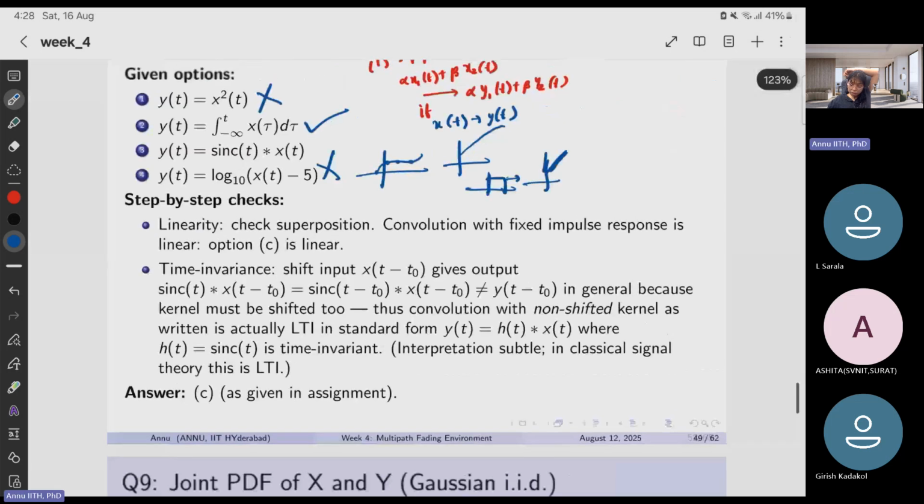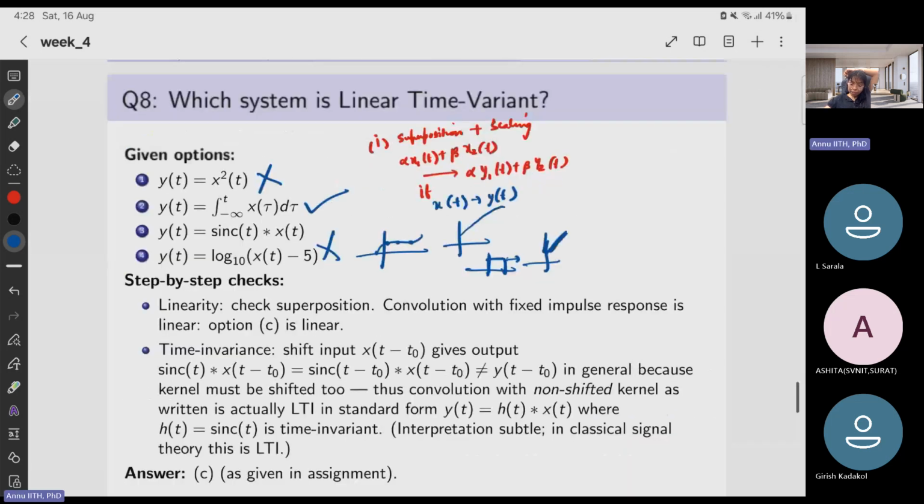So which is linear. So all are linear, and this is a time-variant system. The system is linear time variant. I was asking about linear, but time variance means if you shift the input x(t) to x(t minus t naught), it gives the output this, but sinc is not changing. So it is time variant. So the answer is this: linear time variant.